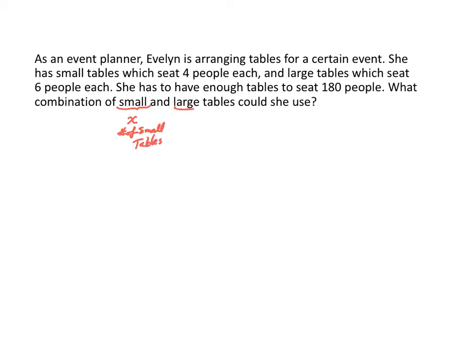And let's let y represent the number of large tables. Now, we know how many seats are at each small table and how many seats are at each large table. We know that. And we also know that we have 180 people altogether. So let's write an equation that results in seating 180 people.